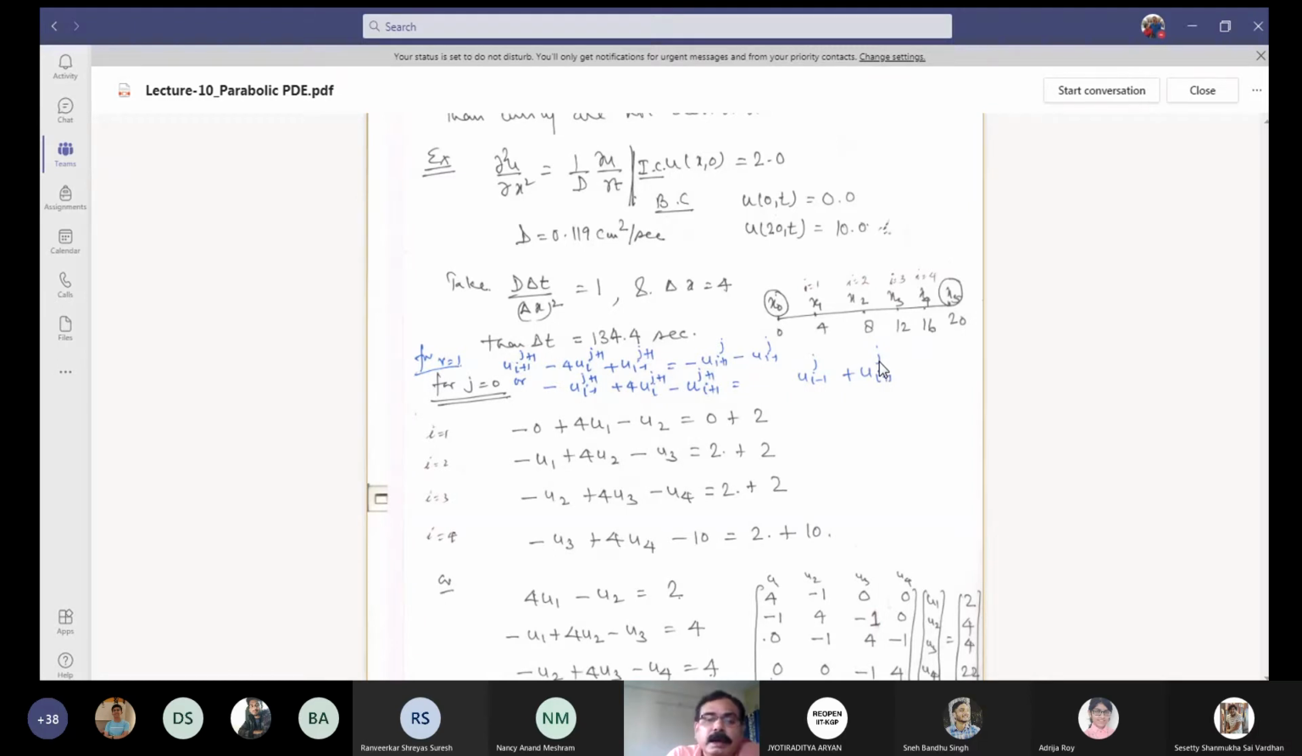Right? So for i equal to 1, we'll get minus u of 0 and 1. You may write minus u0 and then 1 and then put that to 0, plus 4u1 minus u2. I haven't written j plus 1 here in this slide. Did you see this? Yes, sir. It is not written j plus 1.